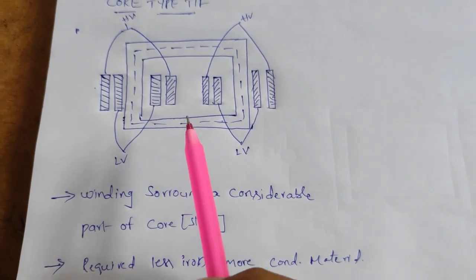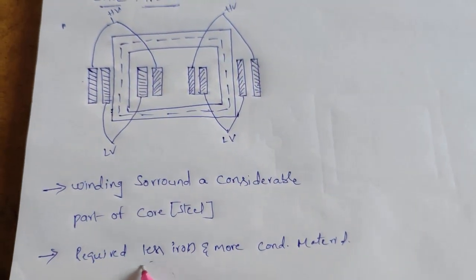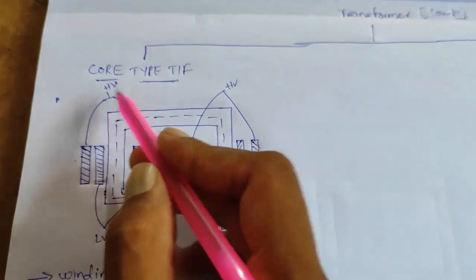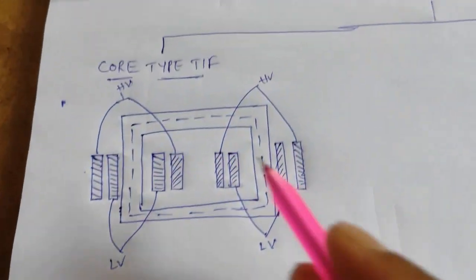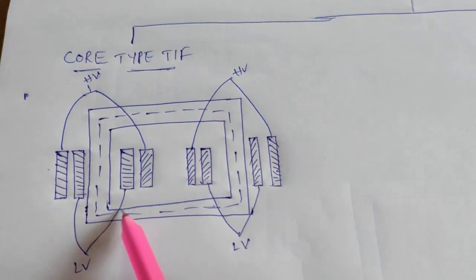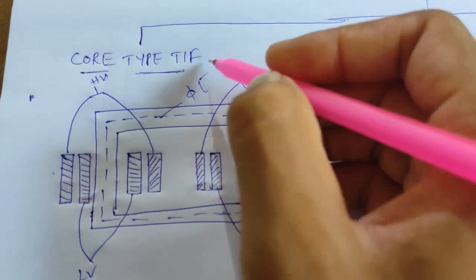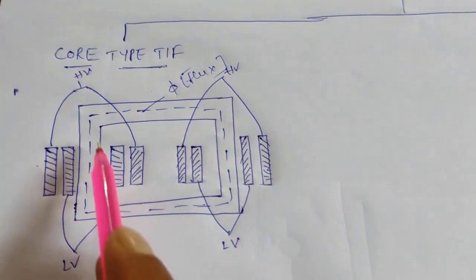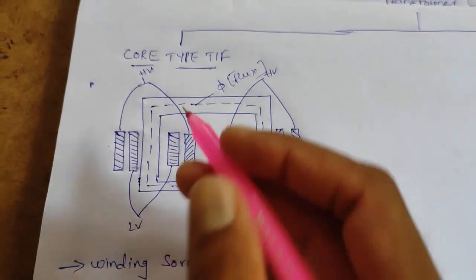In this core type transformer we require less iron. More conducting material is required for a core type transformer. In the next point, a core type transformer has only a single path for flux. This is the flux, and the symbol is phi. This core type transformer has only a single path to pass the flux. This is about the core type transformer.